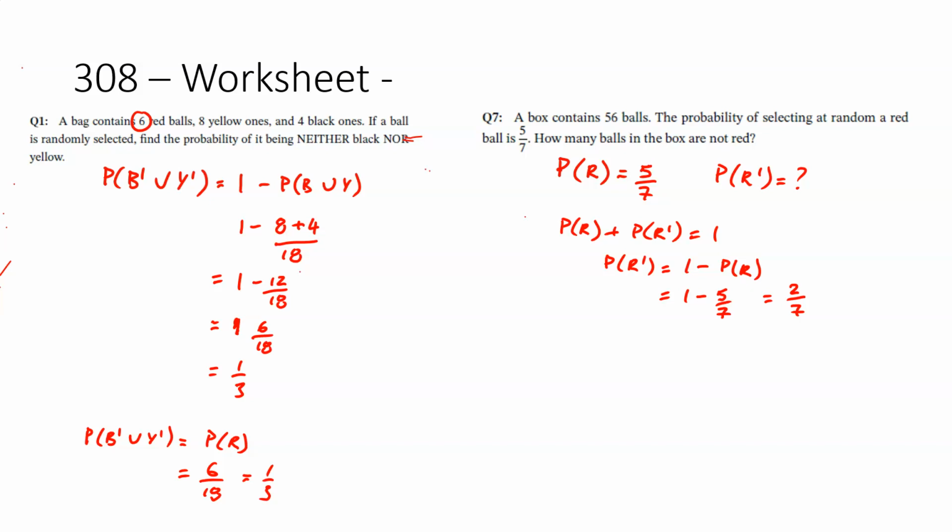That still doesn't answer our question, because we haven't been asked what the probability is. We've been asked how many balls. At the moment, it's 2/7 of 56. So what we have to do is 2/7 times 56, which is equal to 16. Which means that there are 40 red balls and there are 16 non-reds. And that's it. The key thing with these questions is to try to relate it back to the fact that the complements should add up to 1.